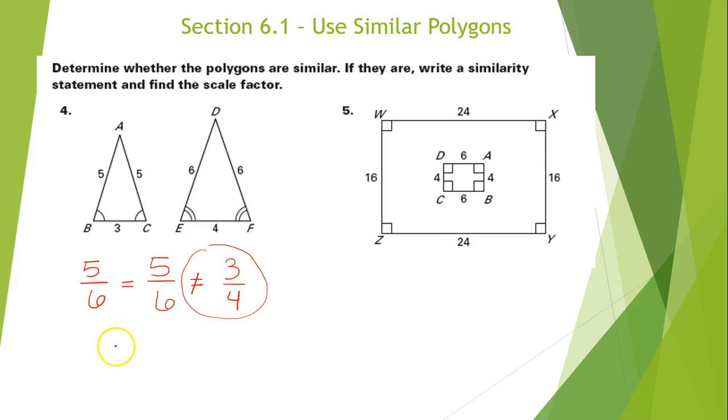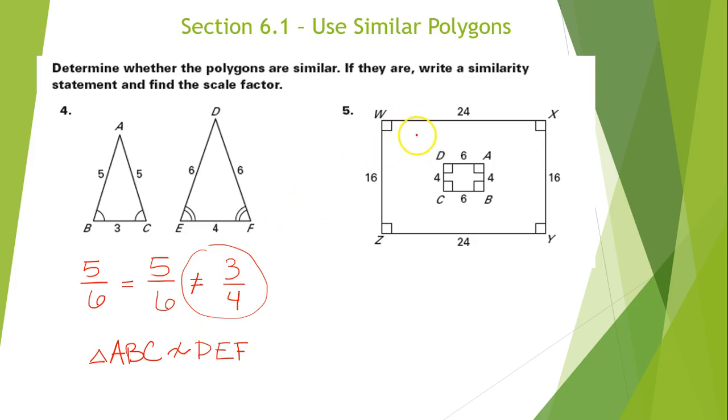So we're going to state that triangle ABC is not similar to DEF. And we're done with that one. Okay, let's look at this next figure.